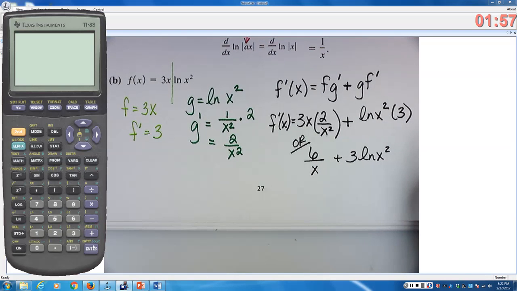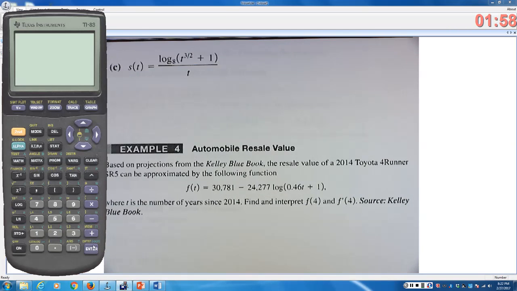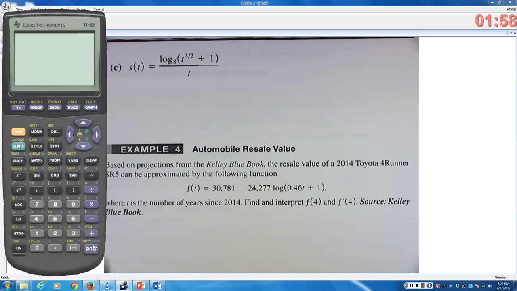You're ready for another one. Okay, we got a quotient rule. We could turn it into a product rule, but we're going to use it as a quotient rule because that's the way it's laid out.